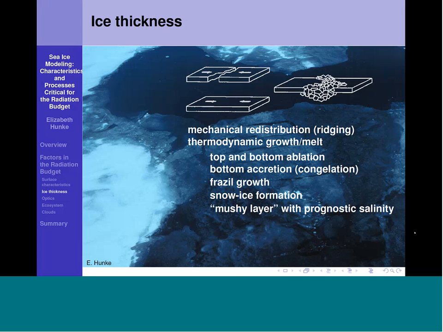But the processes that directly alter thickness include mechanical deformation, where the ice is converging with enough force that it crumples up into ridges, and thermodynamic growth and melt. There is melting at the top and the bottom of the ice and freezing at the bottom. Frazil ice grows mainly in the open ocean between ice floes, but it does contribute to the overall ice thickness. And flooding causes snow to be converted into ice, also thickening it.